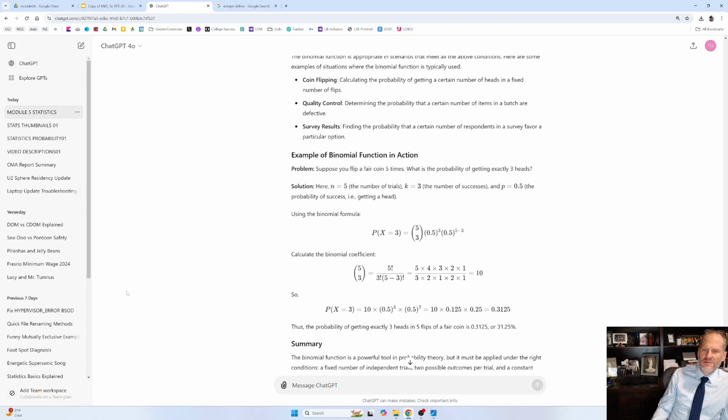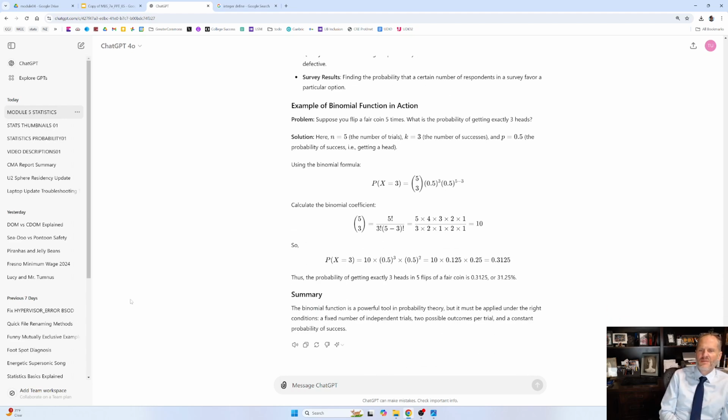Example of a binomial function in action. Suppose you flip a fair coin 5 times. What is the probability of getting exactly 3 heads? So n is 5, the number of trials, k is 3, the number of successes, and p equals 0.5, the probability of success, i.e. getting a head, if you want to get ahead.